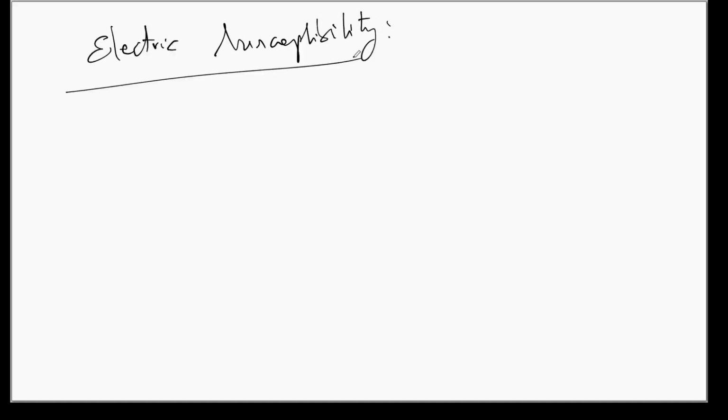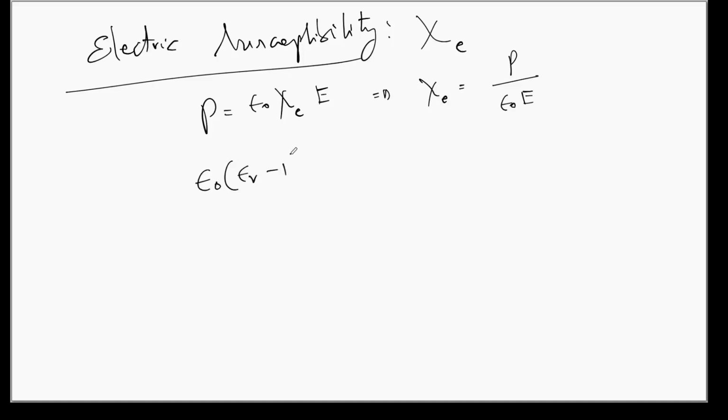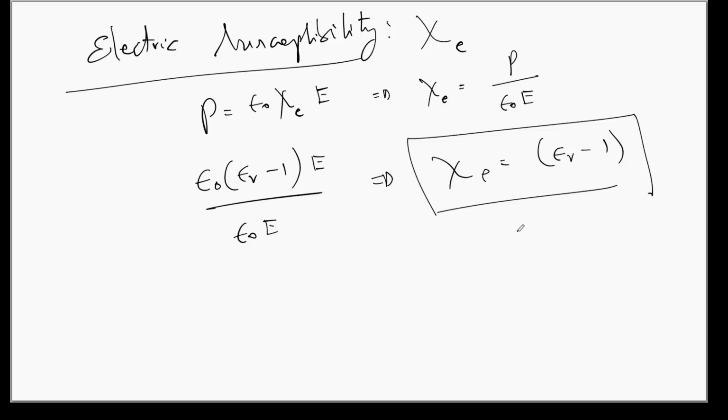We also have electric susceptibility represented using chi e. Mathematically it is written as polarization P is equal to epsilon 0 chi e E, which gives chi e is equal to P upon epsilon 0 E. We know that P is equal to epsilon 0 into epsilon r minus 1 into E, upon epsilon 0 E. So chi e is equal to epsilon r minus 1, which is called the electric susceptibility.